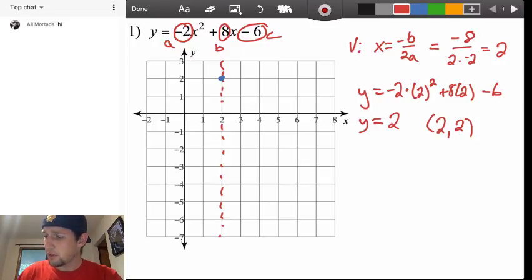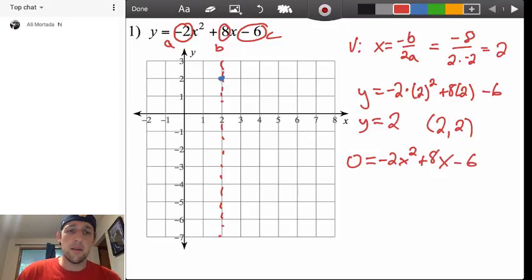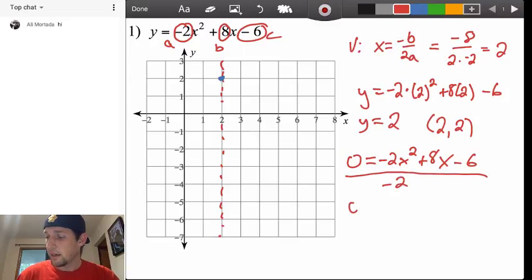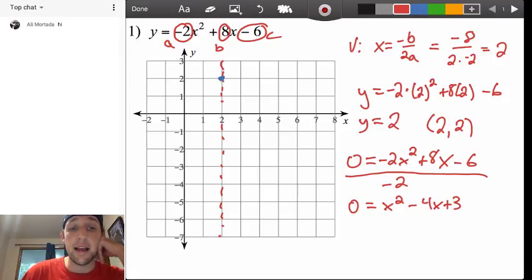For x-intercepts, you're going to plug in 0 for y into your equation. And guys, the solving process here could involve the quadratic formula, completing the square, or factoring. I'm going to divide everything by negative 2 first, and I'll get x squared minus 4x plus 3. The reason I did that is because now I can easily solve by factoring. Guys, if the equals 0 wasn't there, I wouldn't be able to do that because I'd have an expression. But because I have an equation, as long as I do the same thing to both sides, I'm good.